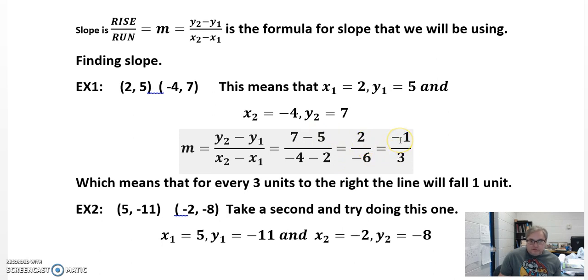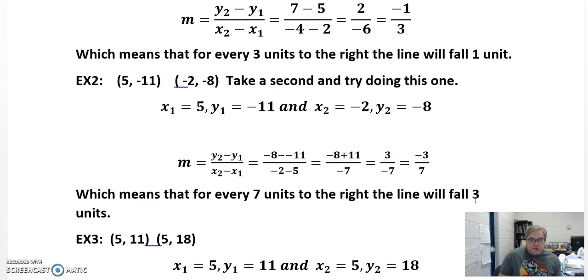I like moving the negative to the top. What this means is for every 3 units to the right, that's the run, which is positive, the rise is going to be -1. So instead of rising, it's actually going to fall. 3 units to the right, down 1. 3 units to the right, down 1. And that is going to be true between any 2 points on that line. 3 units right, down 1, 3 units right, down 1, and you'll get the pitch of that line, or the slope of that line.